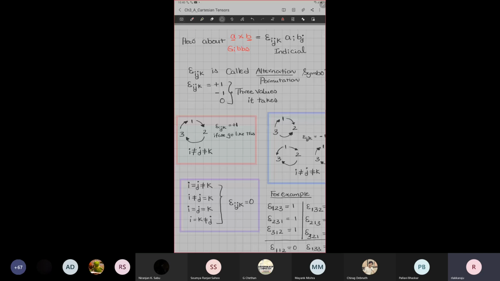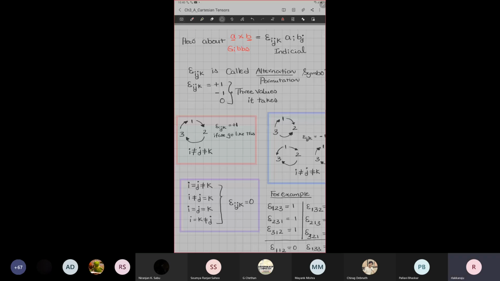It becomes so easy. So epsilon_ijk is more like your matrix, but it has three values: either +1, -1, or 0. These are the only three values it takes. That means when you are going to teach it to a computer, you just initially define what epsilon_ijk is. Once that is done and you construct a loop, for any A cross B, you just supply this is A, this is B, and calculate this. It becomes so easy. That's the way this program works.